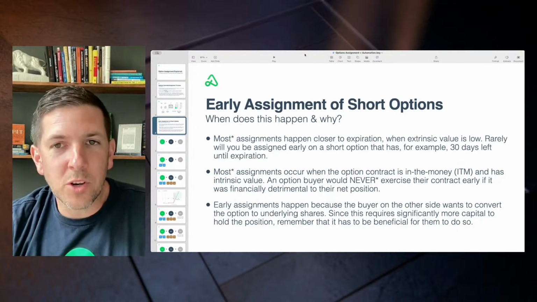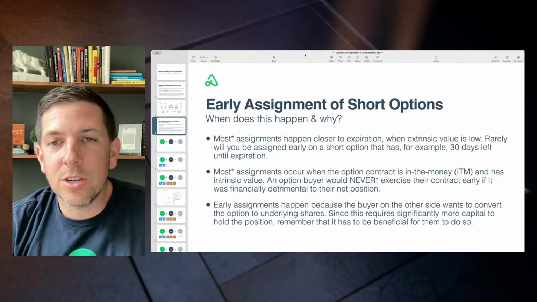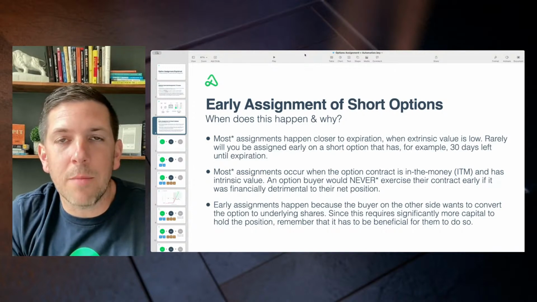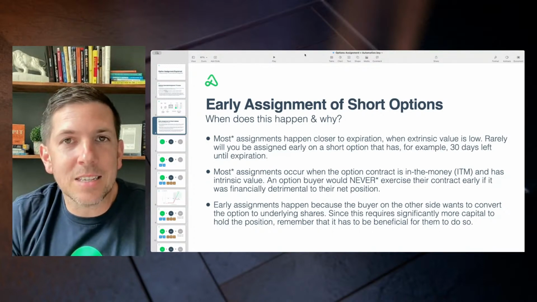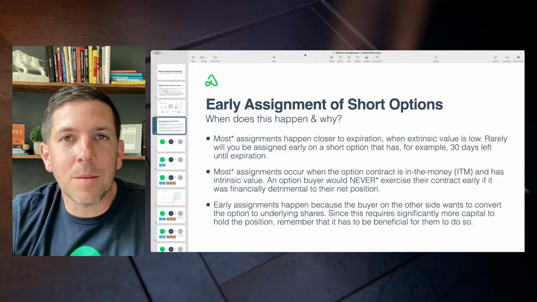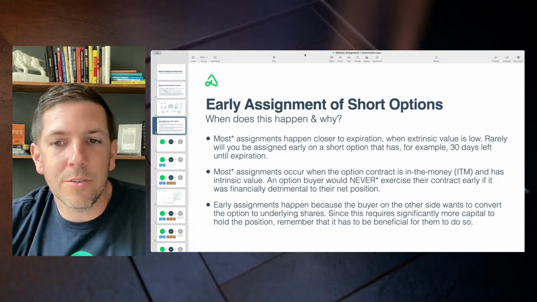So a lot of option contracts are closed before expiration. They're just reversed out. So the option buyer sells their contract. That's it, right? But in the cases where it doesn't happen, then somebody actually wants to hold the underlying shares.